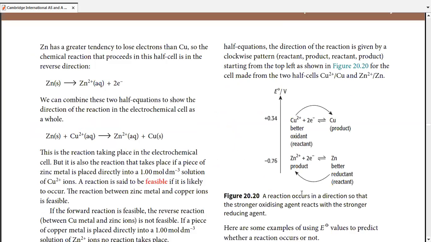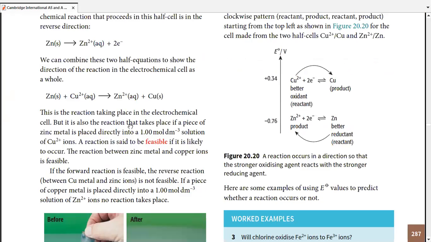Okay, good. So zinc has a greater tendency to lose electrons than copper. So the chemical reaction that proceeds in the half cell of zinc would be written like this. If we combine these two equations, then the reaction becomes this. We simply cut out the electrons from both sides because they are equal. So zinc plus copper ions give us zinc ions plus copper, something we've studied back in IGCSE as an example of a proper redox reaction, in which one element loses electrons, in this case zinc, and the other one gains those same electrons, in this case the copper ions.